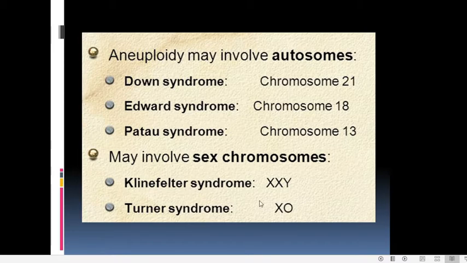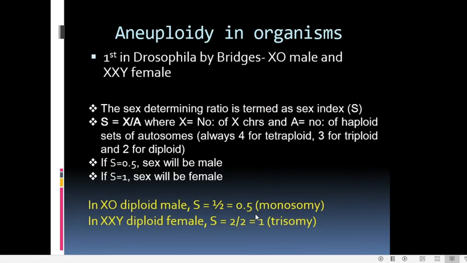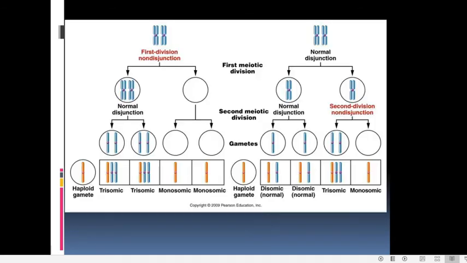That condition is called Turner syndrome, and here the chromosome number will be 47 in Klinefelter syndrome and 45 in the case of Turner syndrome. All these conditions result from abnormal disjunction. This is a condition which results in Turner syndrome, where a normal gamete will fertilize a gamete that lacks an X chromosome. So that results in monosomy.